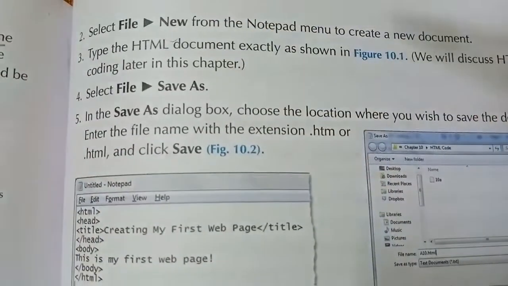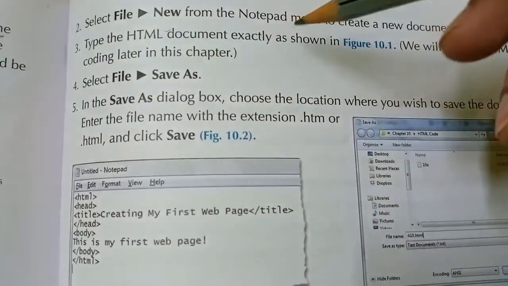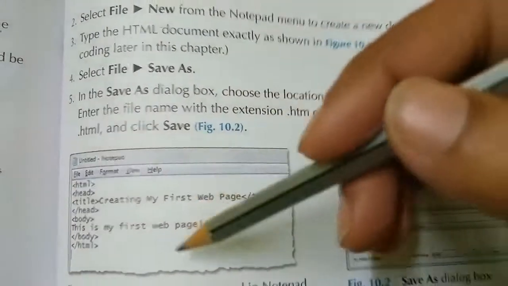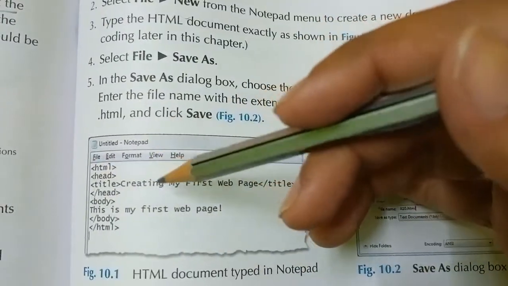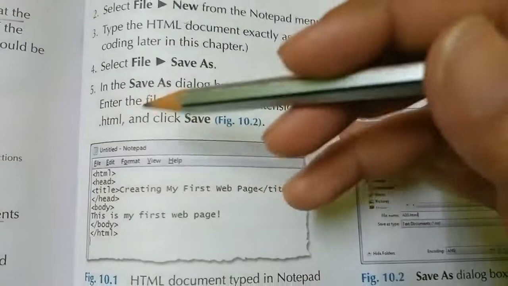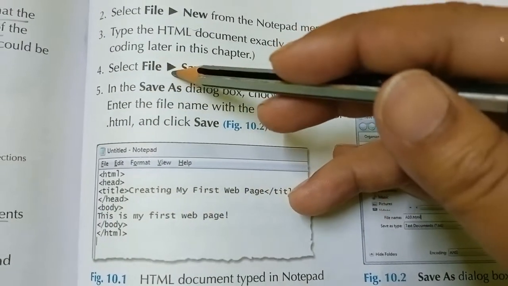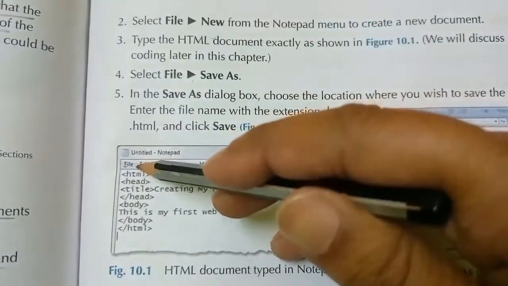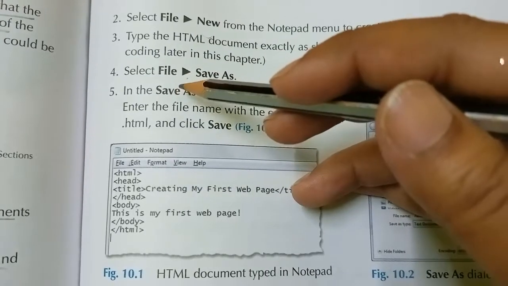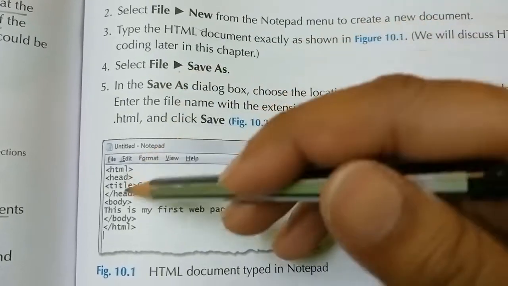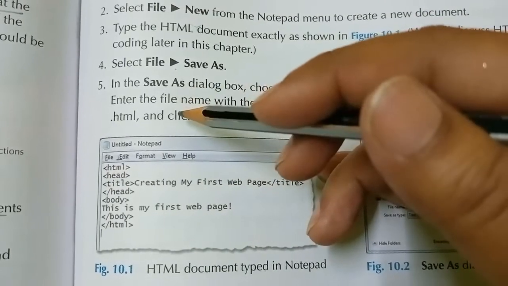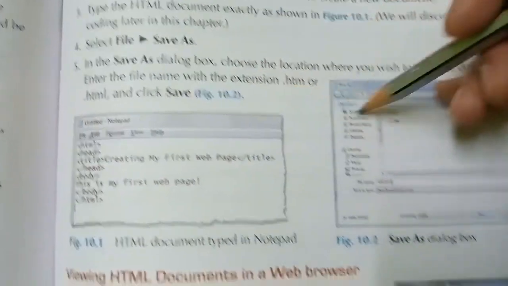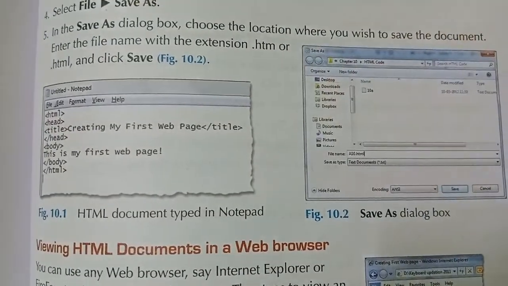What you have to do is click File, New, Notepad, and type the HTML document exactly as given in figure 10.1. This is a very simple program to create any web page, very simple. Type this. After doing this, you have to click on File, then Save As. After writing any HTML coding, you have to save it always. Every time you make any changes, you have to save it first of all. So here you have to save it.